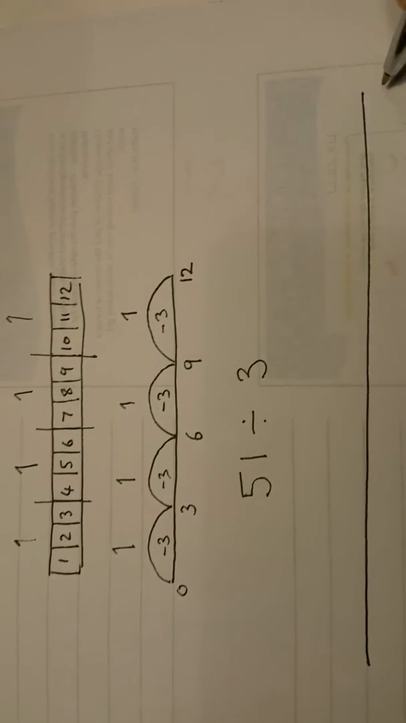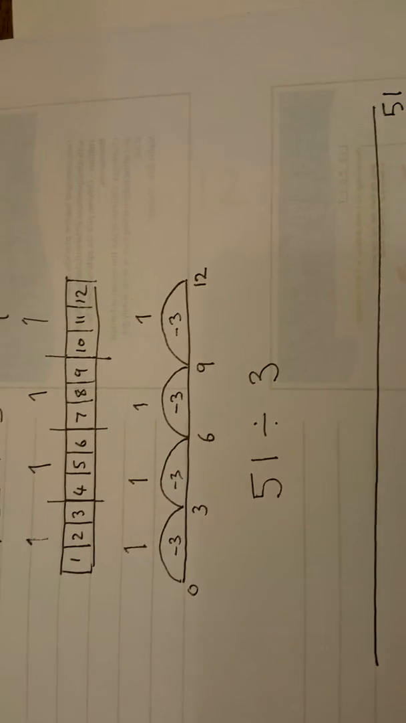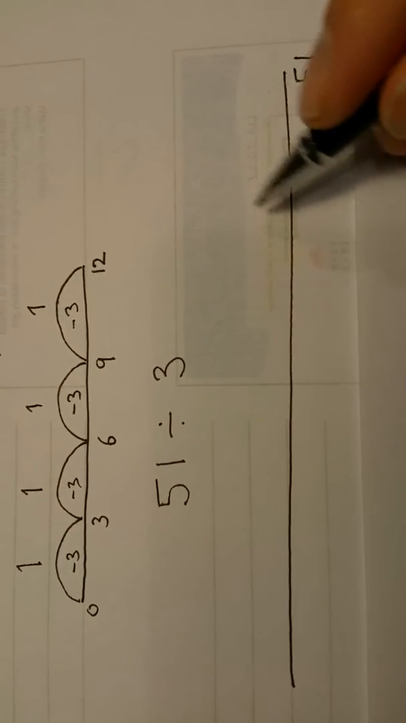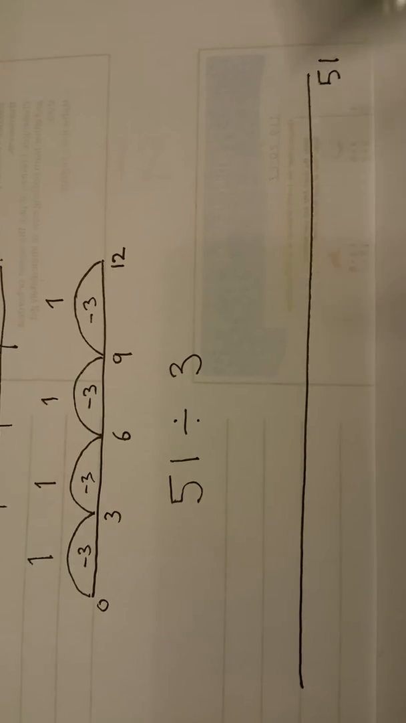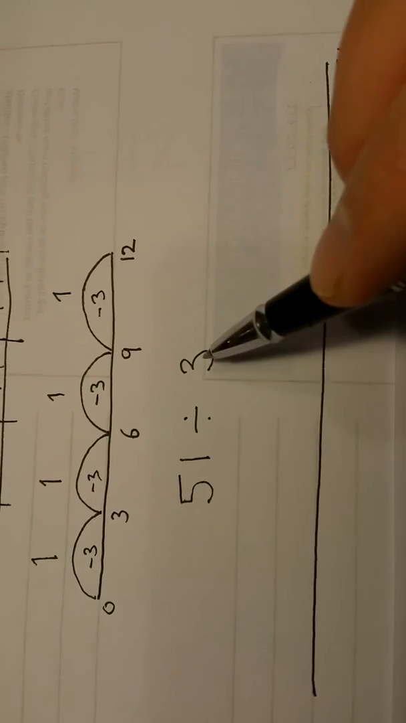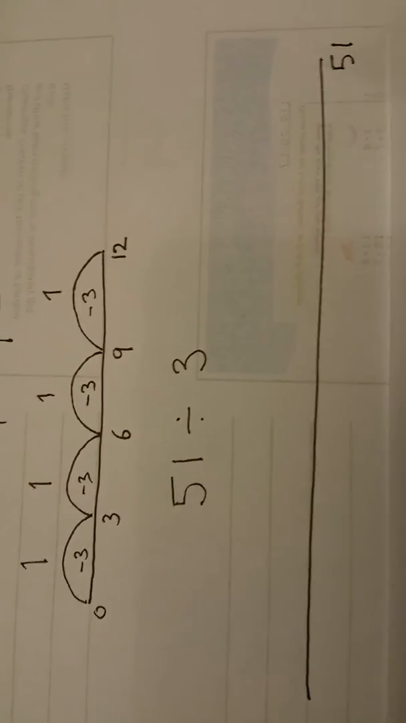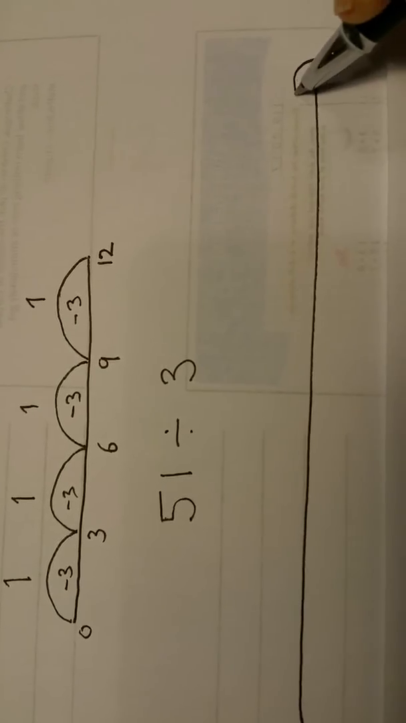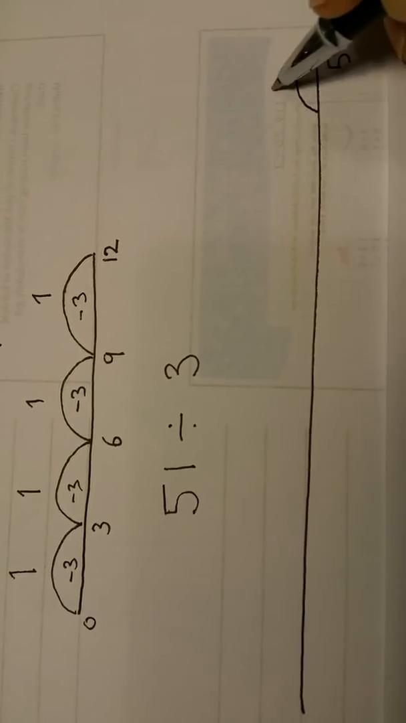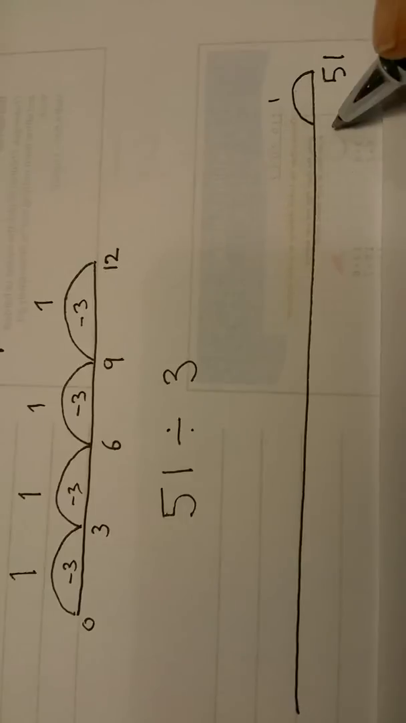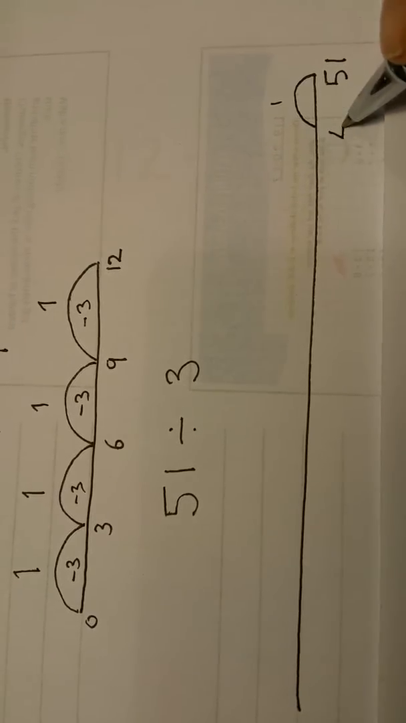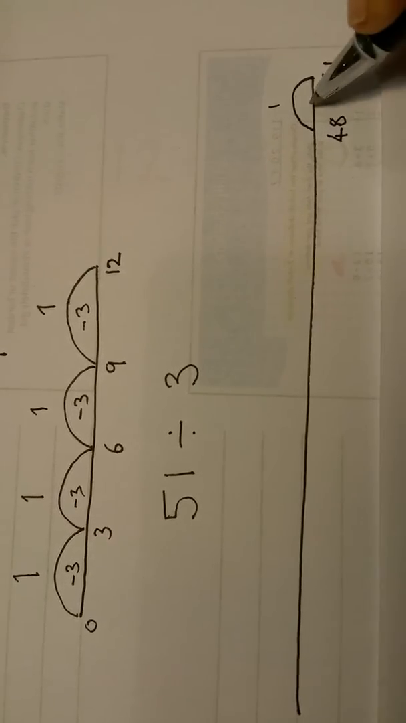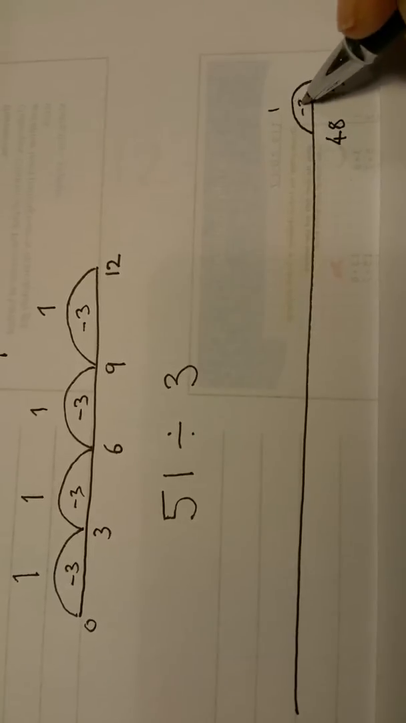So I'm going to put here 51. And I'm going to start taking lots of 3 out. Remember, it's 3 because I'm dividing by 3. And I want to know how many lots of 3 I can get from my 51. So let's go for 1 lot of 3. So that takes me to 48. And I can write a -3 here.